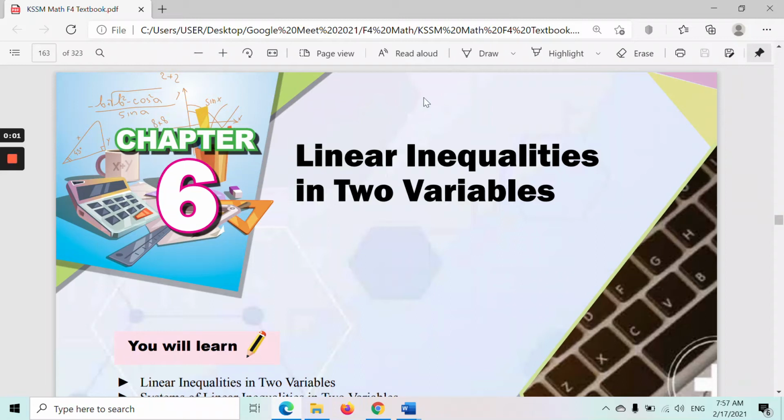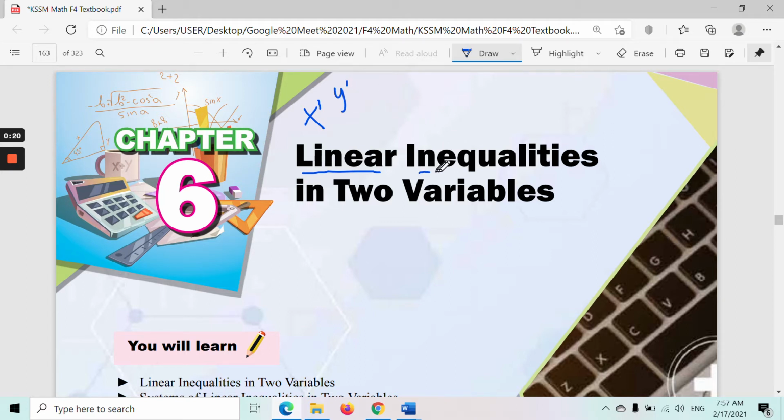Good morning, class. Today we continue chapter 6. Chapter 6 is linear inequality in two variables. Okay, I will explain one by one what it means. Linear meaning that all the unknowns you have are power 1. If you have x, x power 1, if you have y, y power 1, and so on.